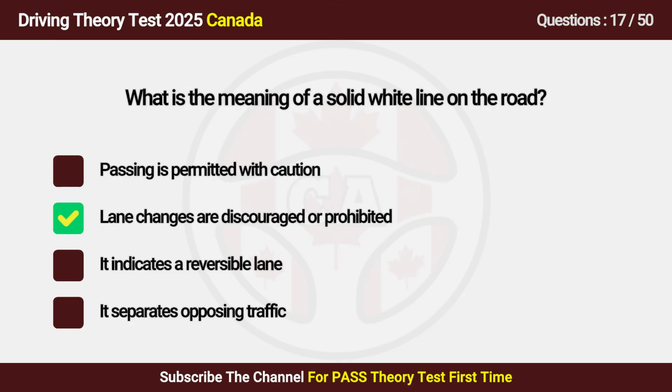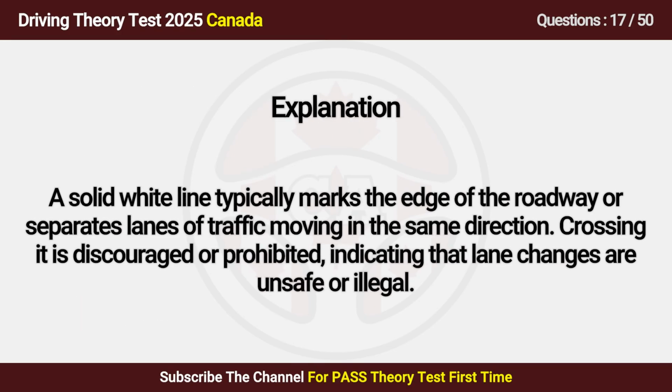Answer is B. Lane changes are discouraged or prohibited. A solid white line typically marks the edge of the roadway or separates lanes of traffic moving in the same direction. Crossing it is discouraged or prohibited, indicating that lane changes are unsafe or illegal.